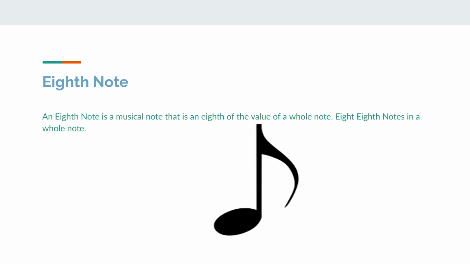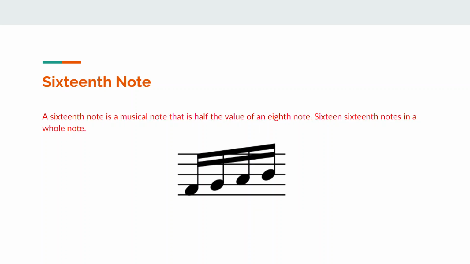A flag is the little swish thing that is on an eighth note or 16th note. If 2 eighth notes are beamed together, which means there's a beam across the top, then they look a little bit more like 16th notes. 16th notes have 2 bars across the top. That's how you know they're 16th notes.